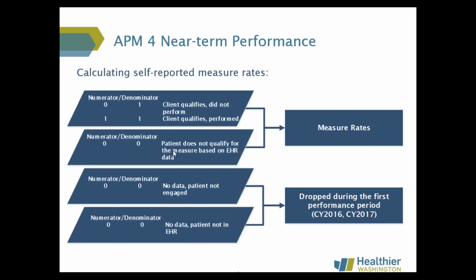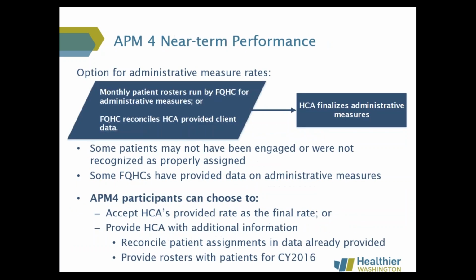So this is purely for the self-reported measures and for the self-reported measure rates. But additionally, some folks have provided data on the administrative measures. And to make sure that we're consistent across our measure rates, what we're essentially saying is that we're taking those clients that you say are your clients and calculating rates for those clients. For those clients that you don't believe are yours on your administrative measure rates, we're willing to accept some data from participants to recalculate what those administrative rates would be.